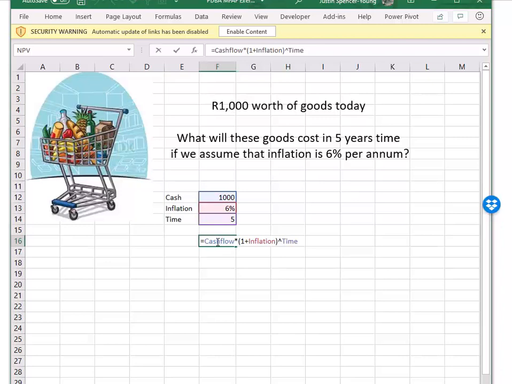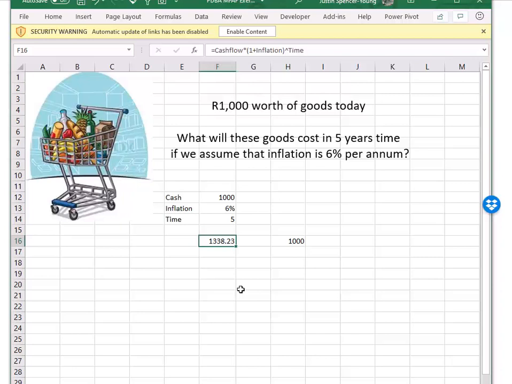If you look at my formula components, the 1,000 Rand is the cash flow, the 6% is the inflation, and 5 years is the power of time. And if you do that calculation, you get 1,338 Rand and 23 cents. Now we could do the calculation backwards as well. We could say, those goods in 5 years' time for which we pay 1,338 Rand, what would we pay today?